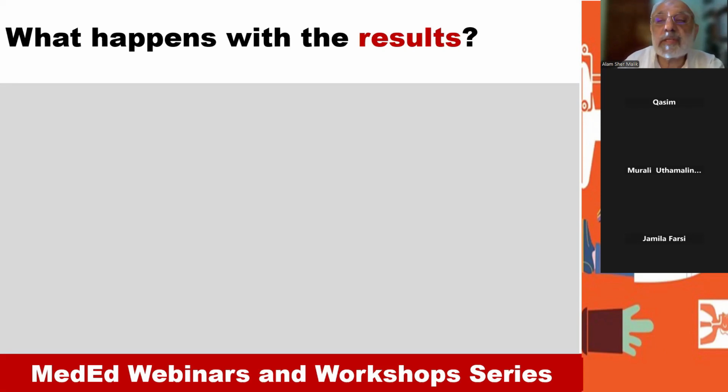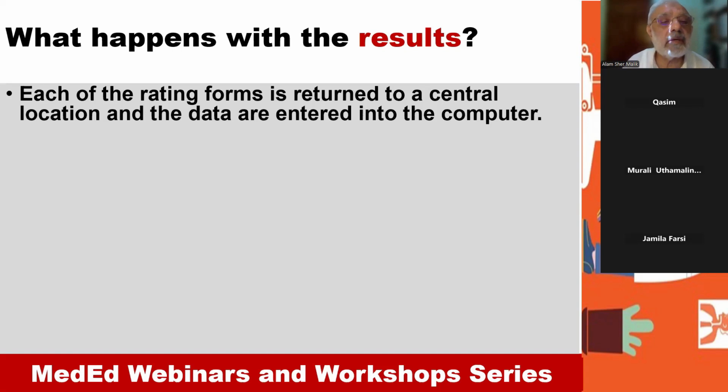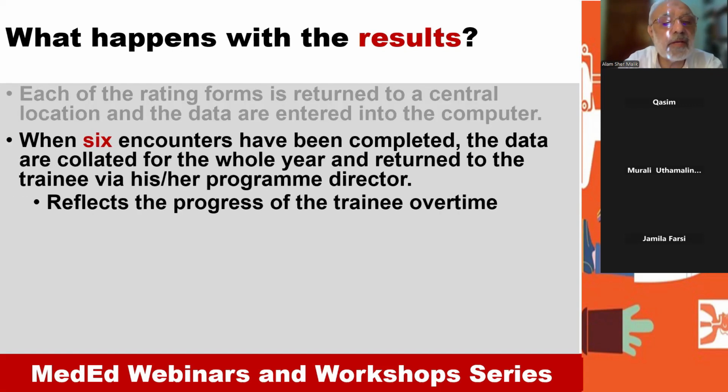Now, what happens with the results, meaning the assessment report? Each of the rating forms is returned to a central location. Let's say we have an exam division, so all the reports would go to the exam division and into the student file, and all the data would be entered in the computer. Because once we have all these 6 encounters, you can see how the student has progressed over time.